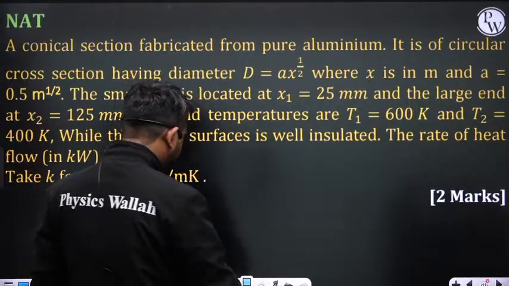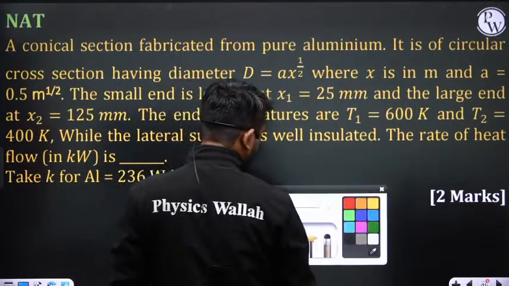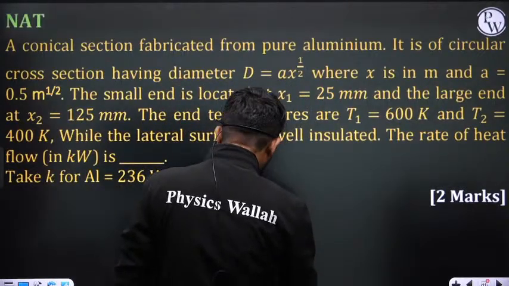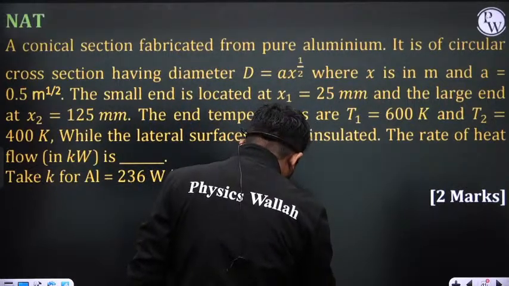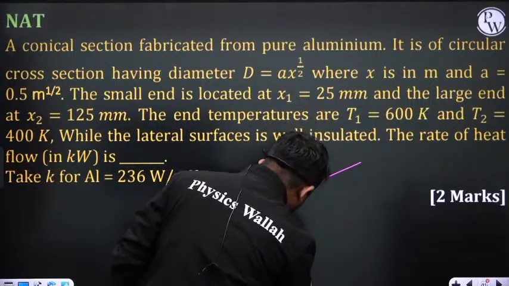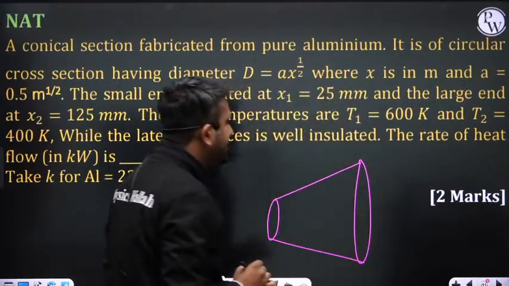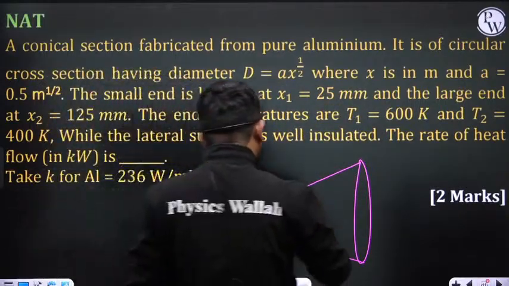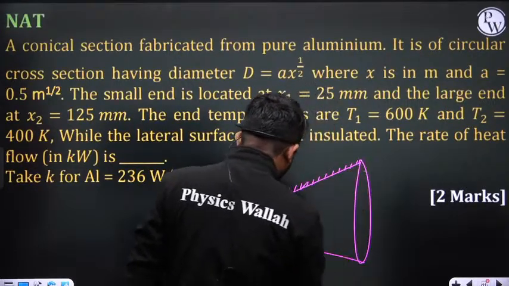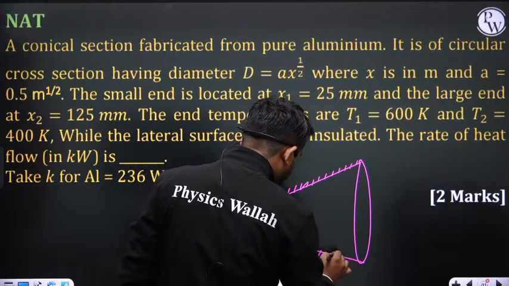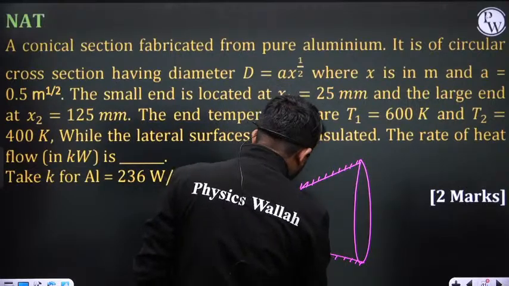Okay, now see here. This is the conical section. And the lateral surface is insulated. It is given in the problem. Lateral surface is insulated.